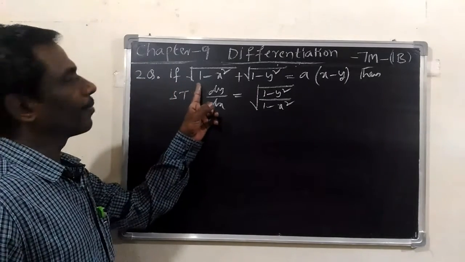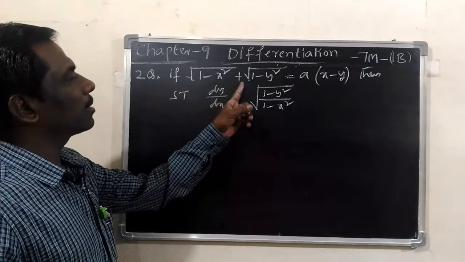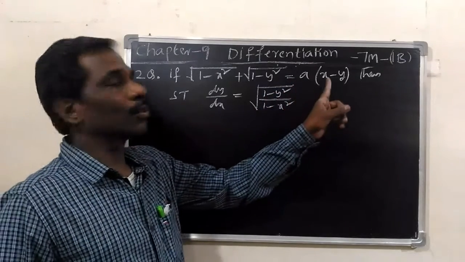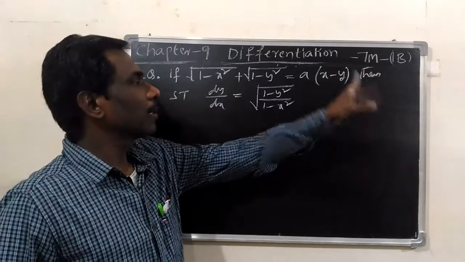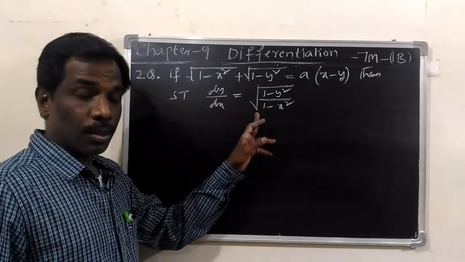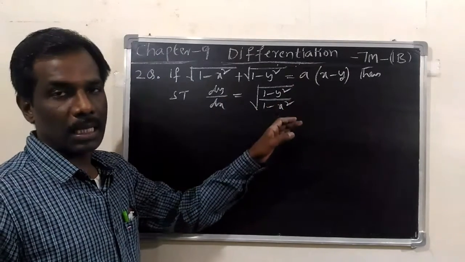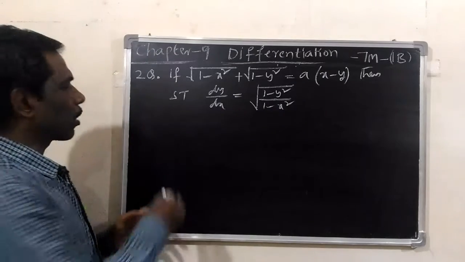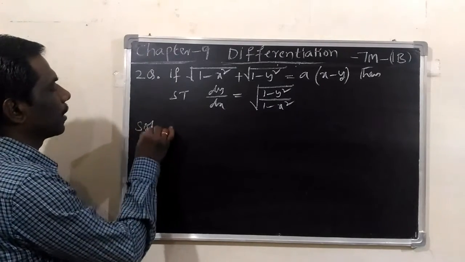If √(1 − x²) + √(1 − y²) = a(x − y), then show that dy/dx = √((1 − y²)/(1 − x²)). So let us solve the problem. Solution.